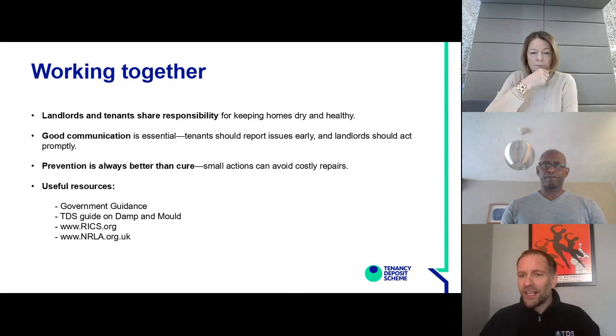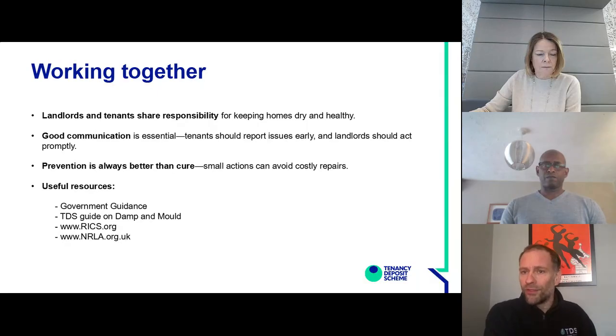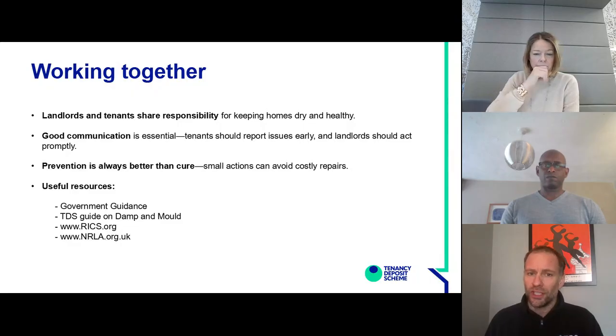But the key is collaborative working. We say it all the time. Whenever we're looking at deposit disputes, the starting point really is to have that conversation, discuss things with the tenant, and it transfers all the way through the tenancy, really. If there are issues at the property, work closely together. It's a joint responsibility to ensure the home is kept dry and healthy, the responsibility of the landlord and the tenant. So good communication is essential.